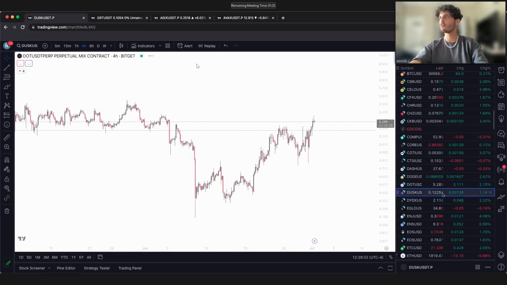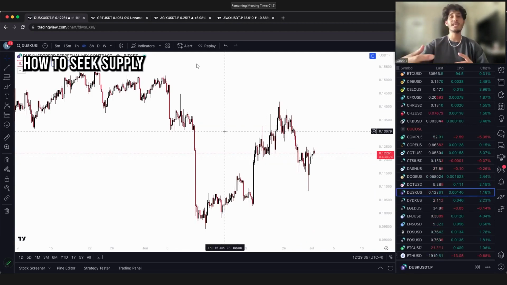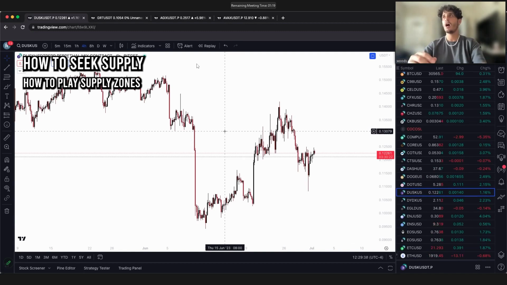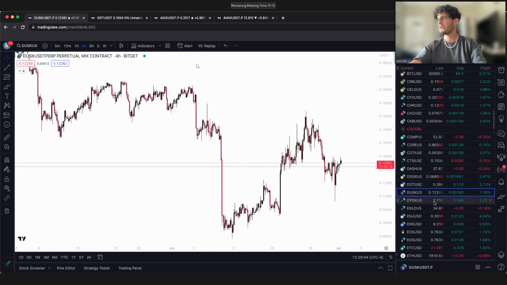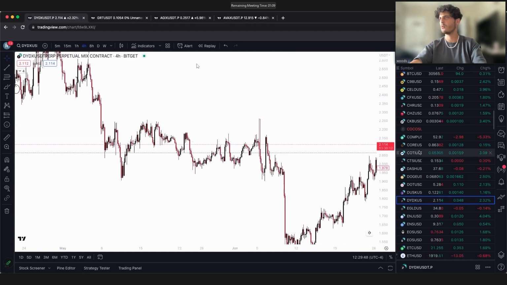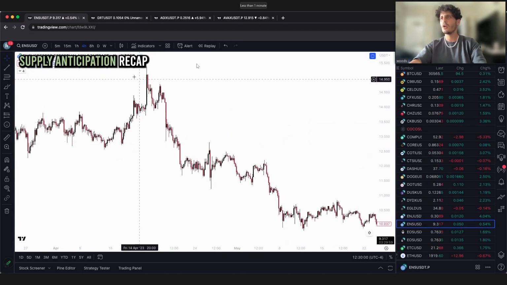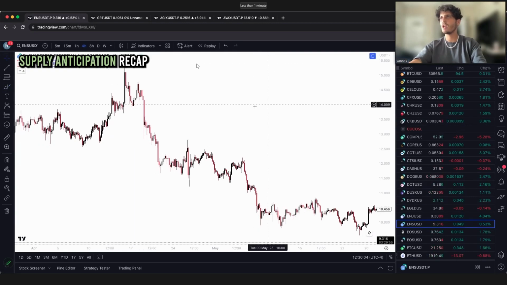Okay, guys, so I just want to really quickly scroll through a random chart. I already taught you guys how to seek the supply zone and how you would play it, just from a few examples with the ETH chart. I just want to scroll through a random alt and look for a supply zone, and see what would have happened and how you would have played it. So ENS was moving down here, just a straight move down, and then eventually it printed that supply zone right there.